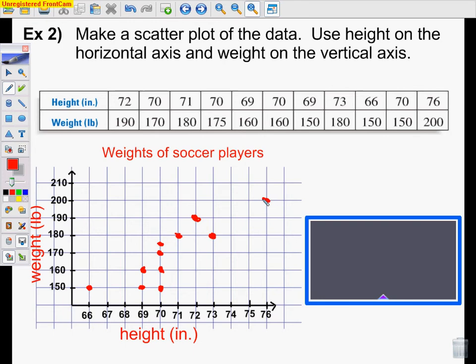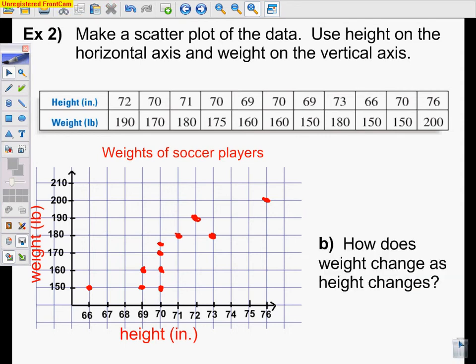Okay. So now, just looking at that graph, what in general can we say about the graph as far as how does the weight change as the height changes? In general, we could say that as height increases, the weight also increases. And we know that's generally true.